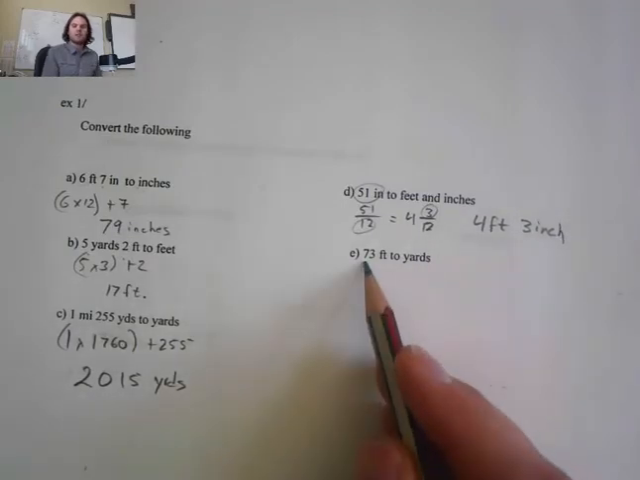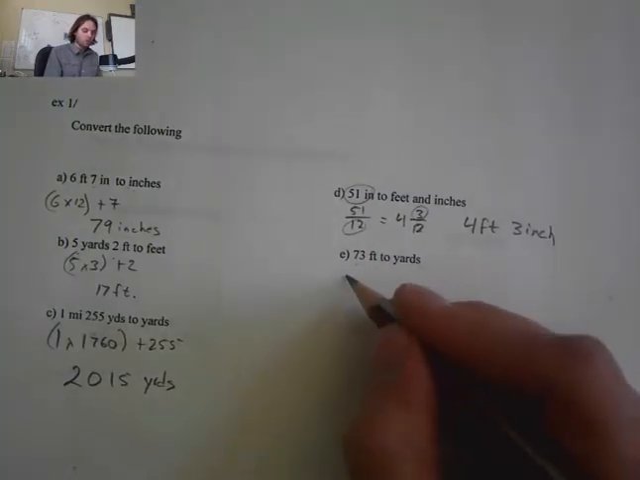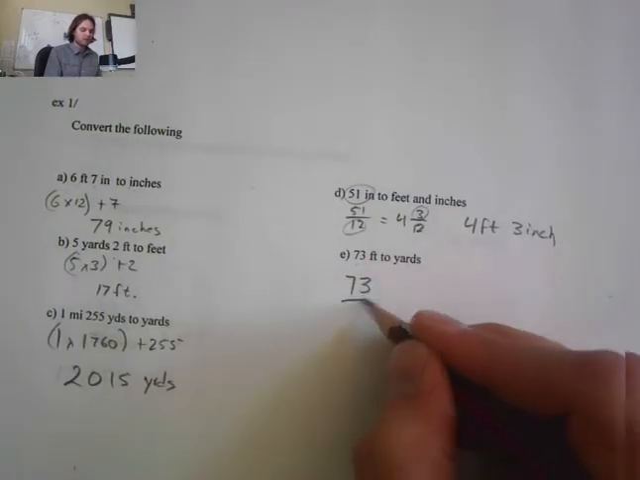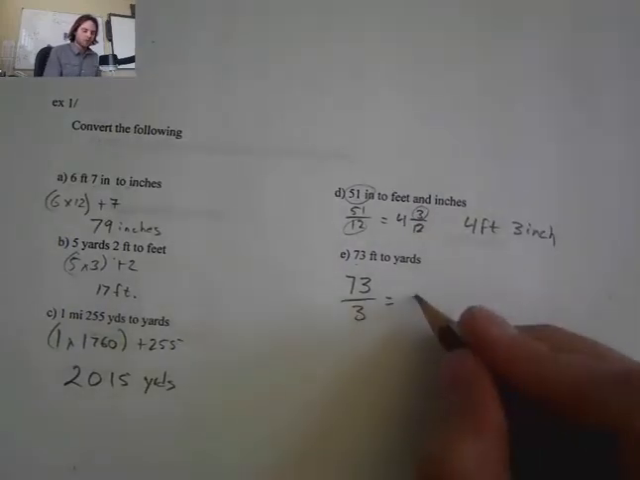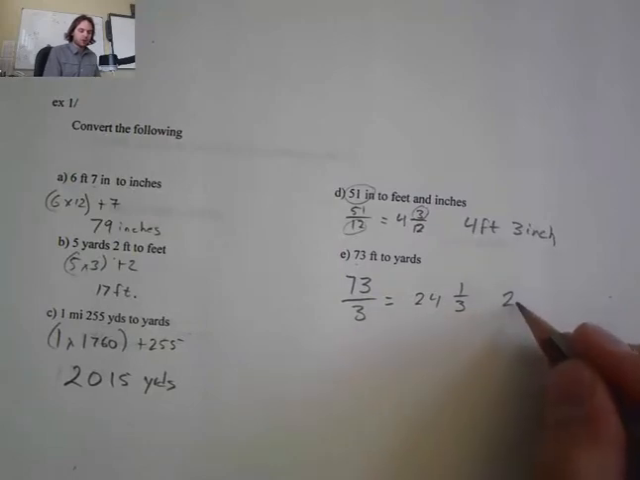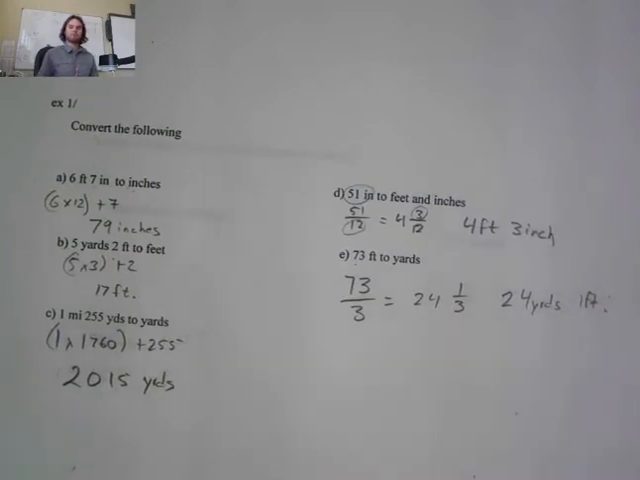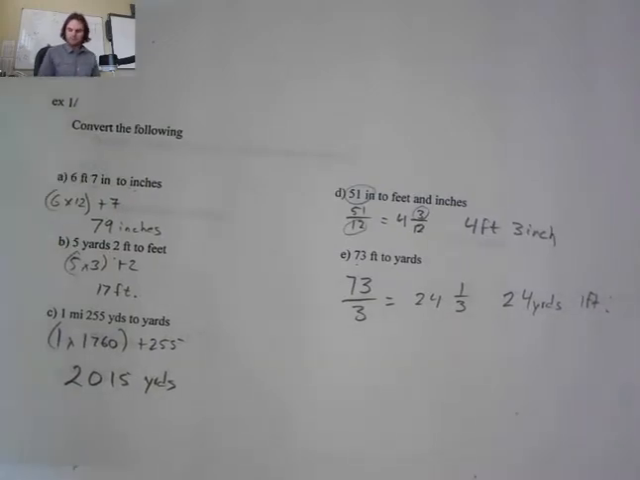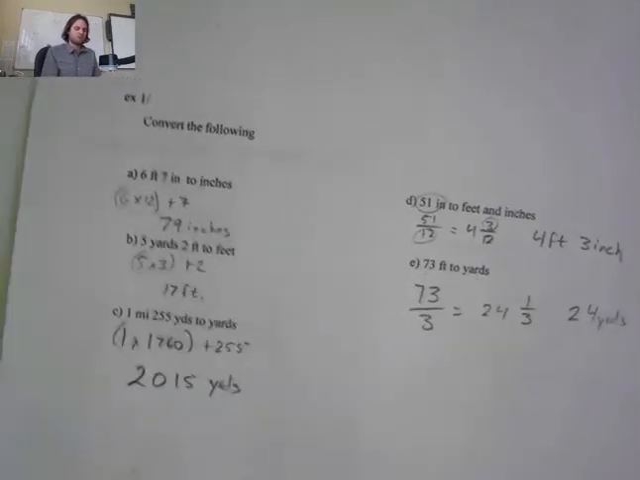Now we're going to convert 73 feet to yards. Well, we have to go 73, and we're going to divide that by 3. That's going to end up giving me 24 and 1 out of 3. So that's 24 yards and 1 foot. That's it. Okay? Or we could also just say 24 and a third yards.